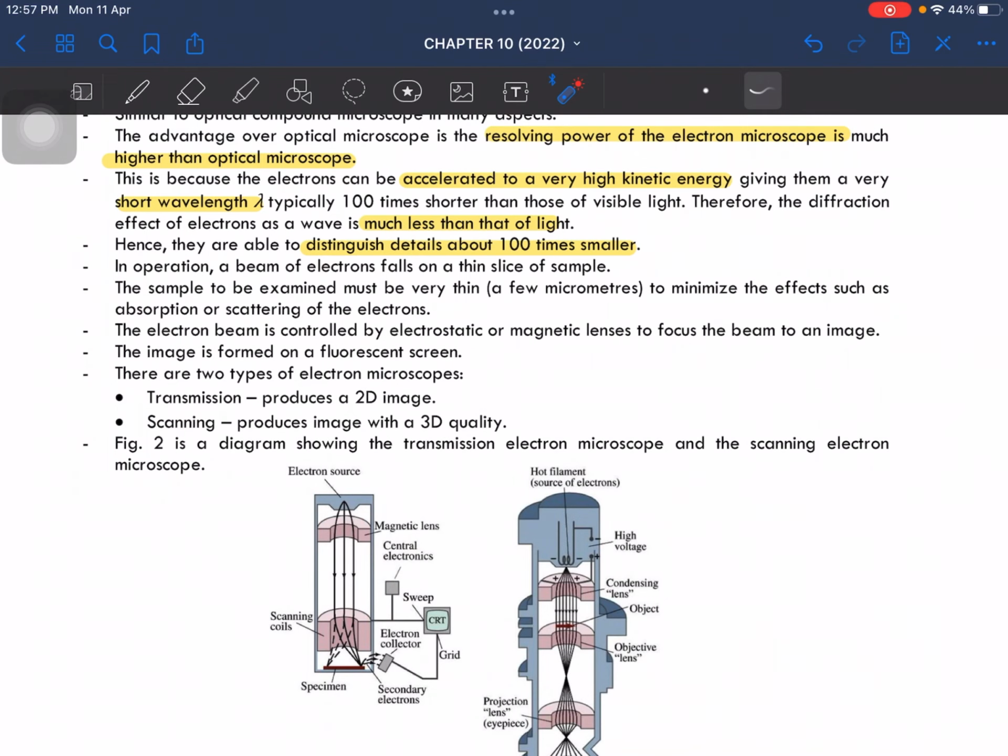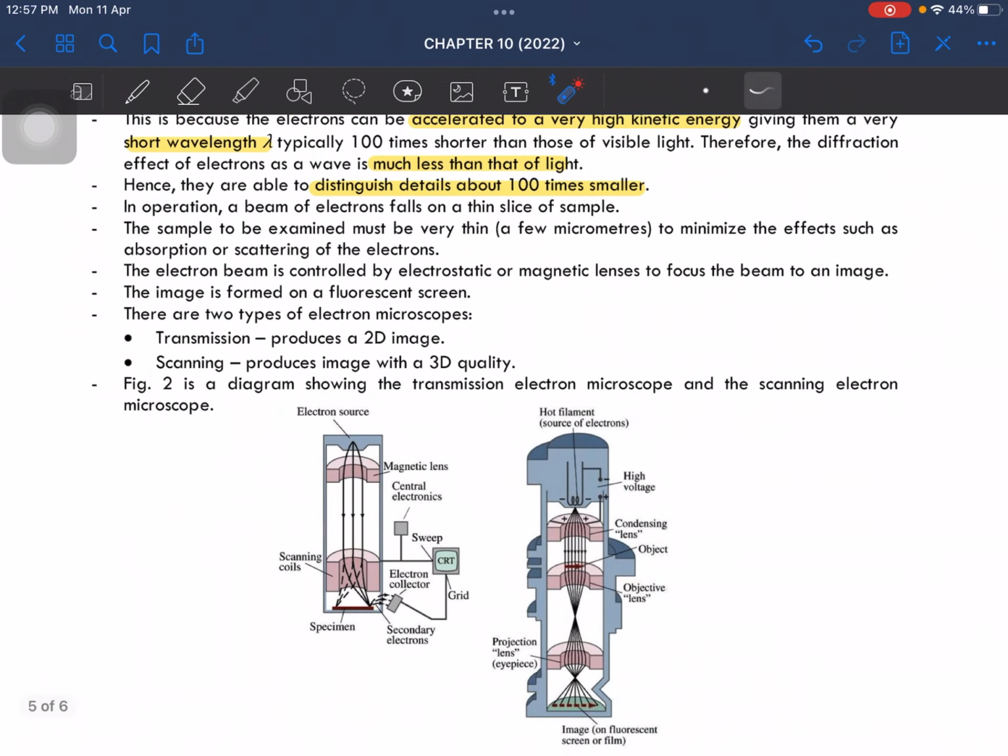But then a beam of electrons would go onto this sample. The sample to be examined must be very thin. Why? Because we want to minimize the effect such as absorption or scattering of the electrons. The electron beam is controlled by electrostatic or magnetic lenses to focus the beam to an image, and the image is formed on a fluorescent screen.